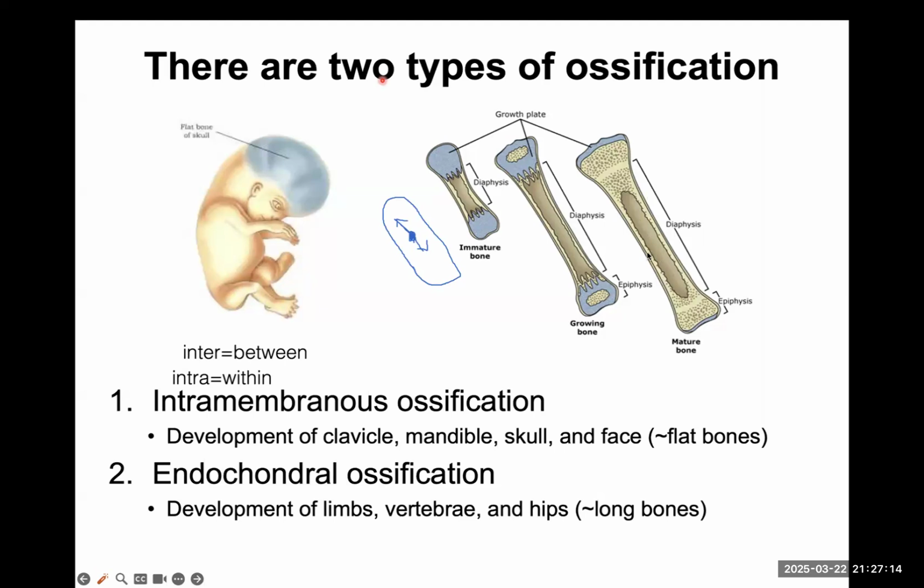So what you're seeing here is the bone inside. Endo means inside, the bone is inside the cartilage, so it starts to spread, and that's how you make long bones, the hip bones, vertebrae, femur. So these two processes here are necessary for you to form all your bones.